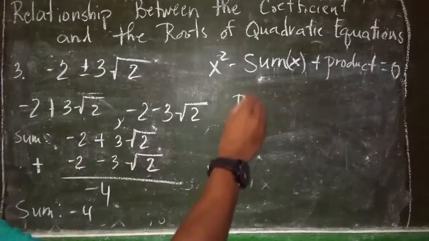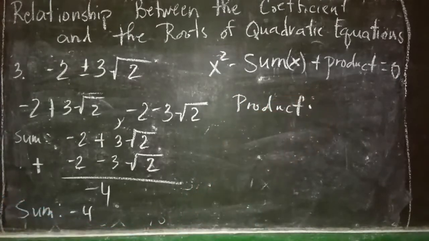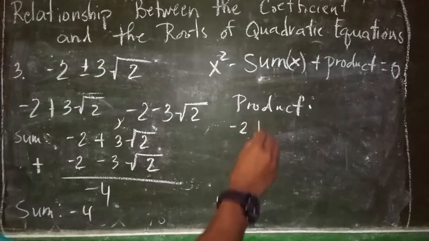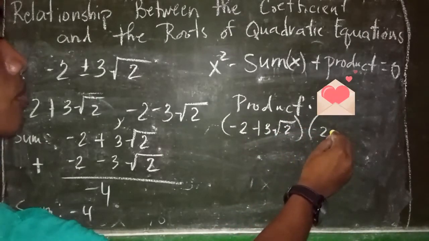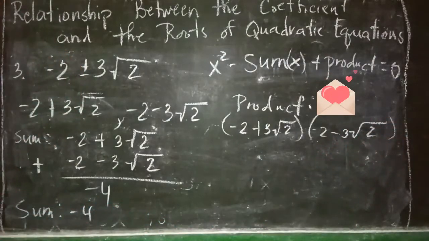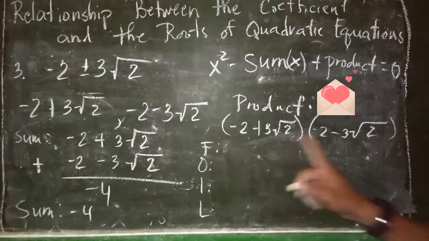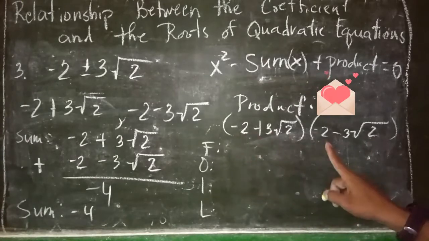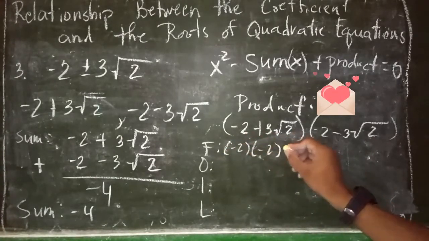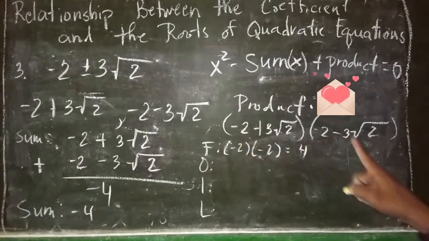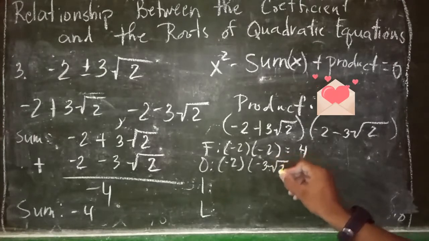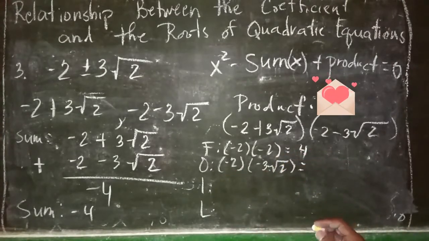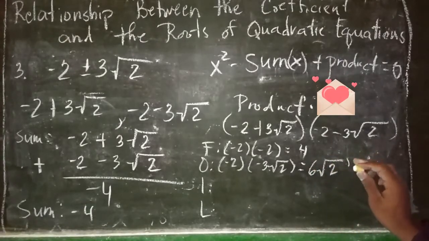Okay, let's now proceed with the product. Kapag product pinag-usapan, we're just gonna multiply the two numbers involved. So negative 2 plus 3 square root of 2 multiplied by negative 2 minus 3 square root of 2. Let's apply the FOIL method in simplifying this expression. So the first term is negative 2 times negative 2. That is 4. The outer terms, negative 2 times negative 3 square root of 2. That is negative 2 times negative 3, that is 6 square root of 2.